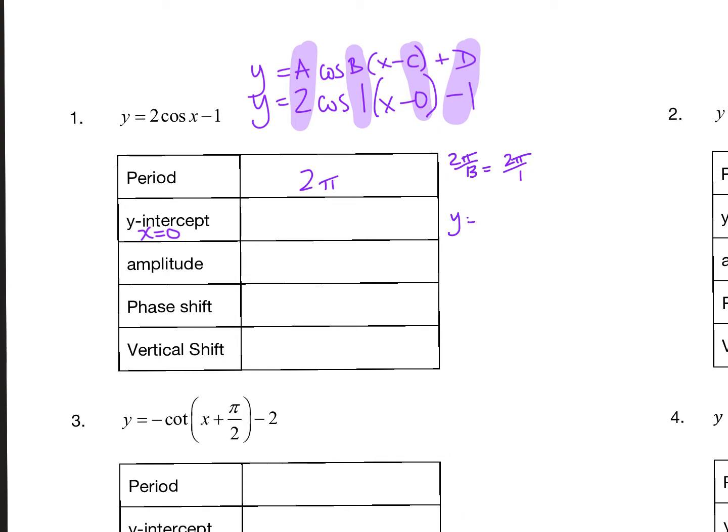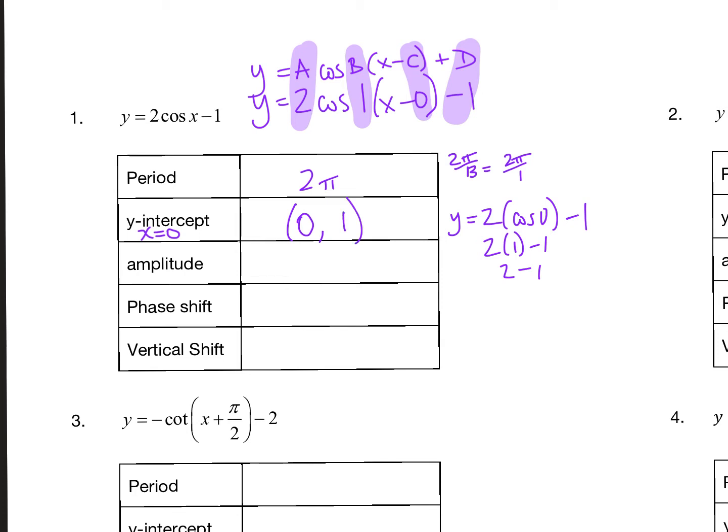So now I have y is equal to 2 times the cosine of 0 minus 1. Sorry, that's a 0. Let me erase that. I just realized I wrote that incorrectly. There we go. It's cosine of 0. The cosine of 0 is 1. So now I've got 2 times 1 minus 1, or 2 minus 1, or 1. So when x is 0, this function has a value of 1.